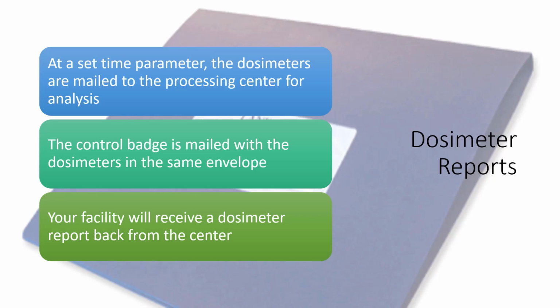Dosimeter reports. At a set time parameter, the dosimeters are mailed to the processing center for analysis. The control badge is mailed with the dosimeters in the same envelope. You'll receive a dosimeter report back from the center after they have been read.